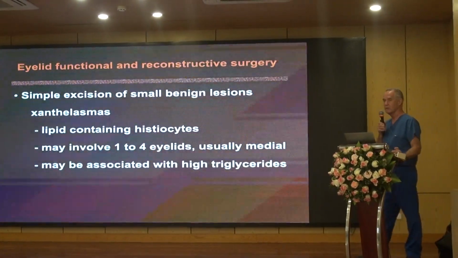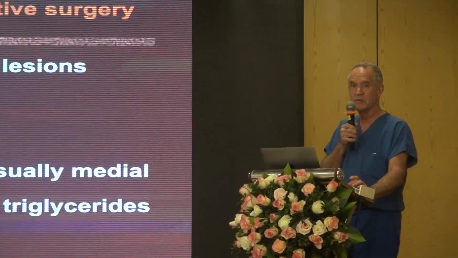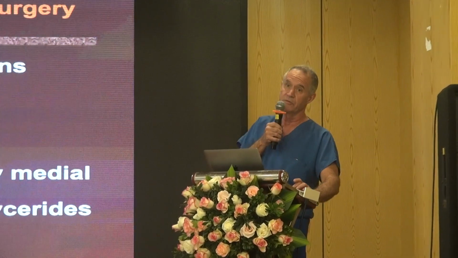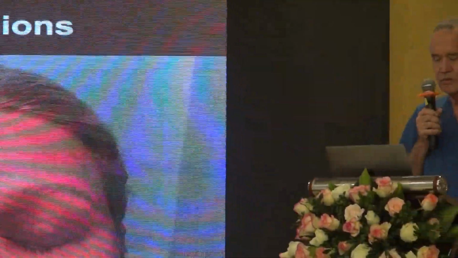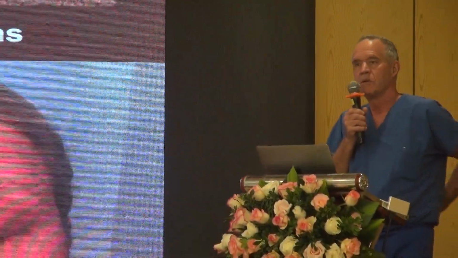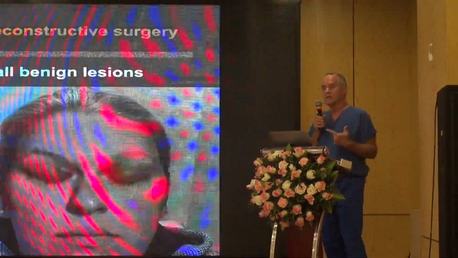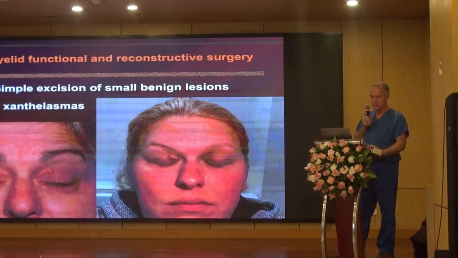Now, xanthelasmas are common in patients with hypertriglyceridemia, and they contain histiocytes that contain lipids. They can involve the upper lids or the lower lids or both. They're typically on the medial aspect of the eyelids, and they often will cause a yellow deposit on the medial aspect of the upper lid or the lower lid. And when we see a patient with this condition, we want to check their lipid profile, check their cholesterol and their triglycerides. It's actually more associated with hypertriglyceridemia than hypercholesterolemia, so make sure you check their triglycerides.